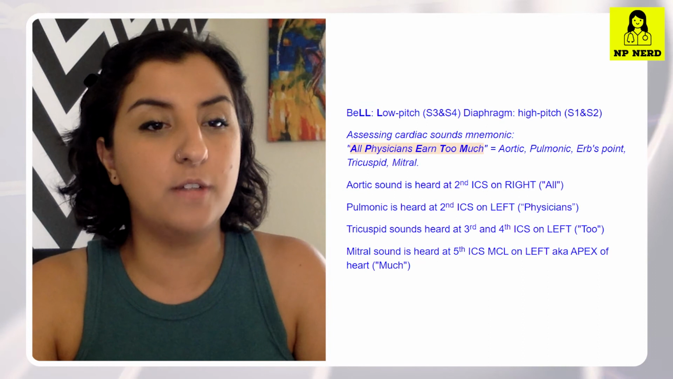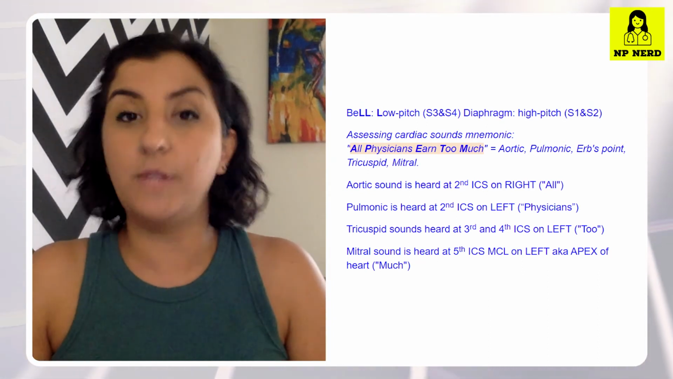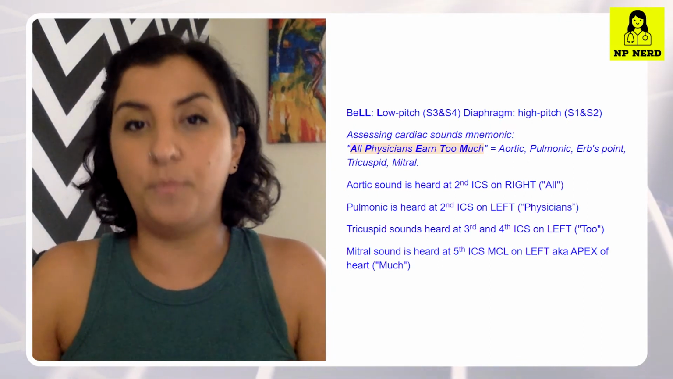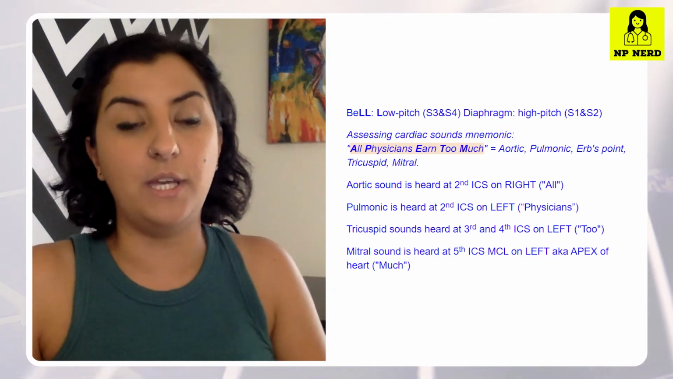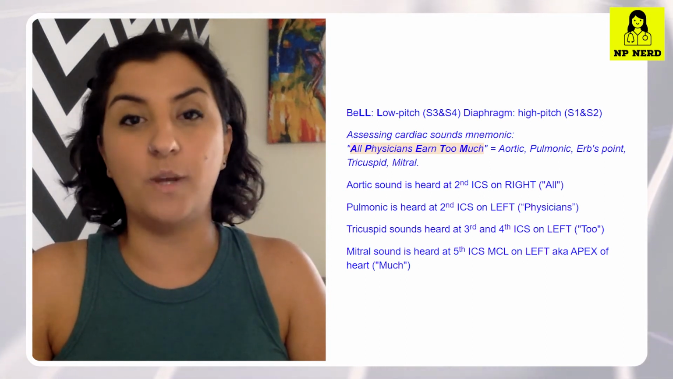And then moving along to the bell versus the diaphragm of the stethoscope. The bell ends with the L. This is where you need it to hear low pitch sounds, like S3 and S4. Diaphragm is for high pitch sounds like S1 and S2.